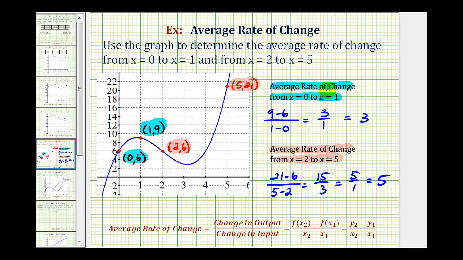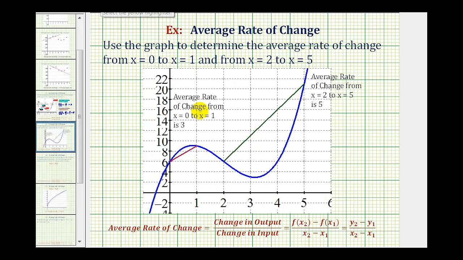Let's also interpret the average rate of change graphically. The average rate of change from x equals 0 to 1 was equal to 3, which is the same as the slope of this red segment here between the 2 points. And the average rate of change from x equals 2 to x equals 5 was equal to 5, which is also the slope of this green segment.